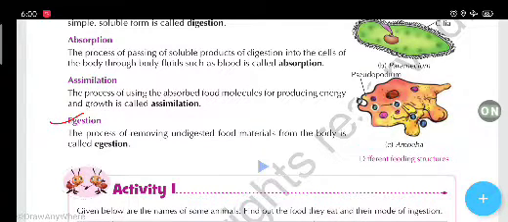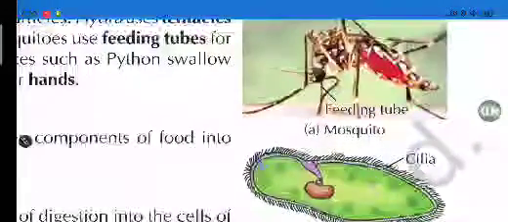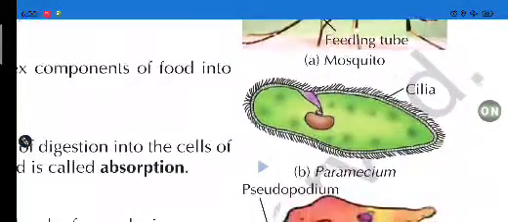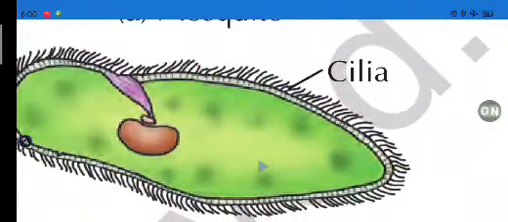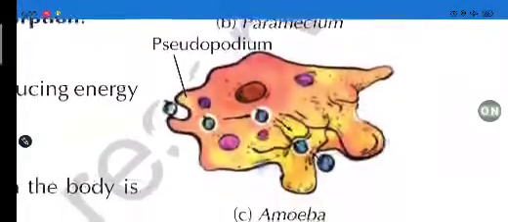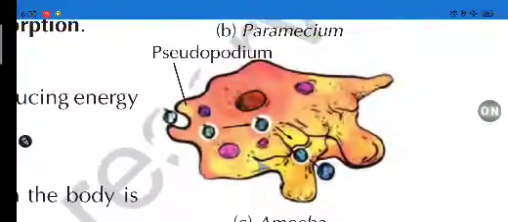Students, in these two pictures you can see the different structures for the ingestion process in these animals. Like in mosquitoes you can see feeding tubes, in paramecium these structures are called cilia, and the amoeba has an irregular shape but it can form pseudopodia, which are called false feet.